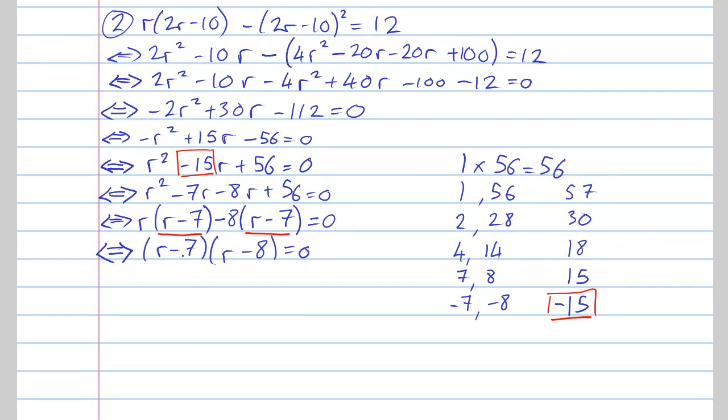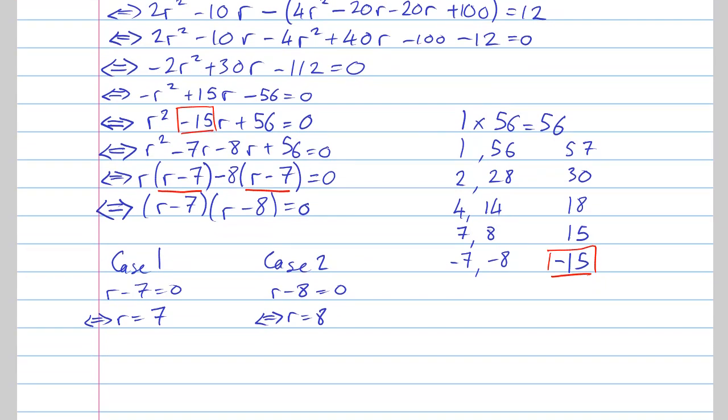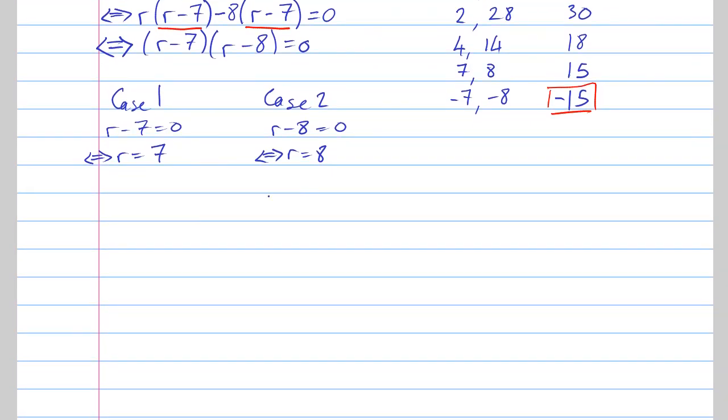So now we have two numbers multiplied together. We have r minus 7 multiplied by r minus 8, and their product is 0. The only way that happens, of course, is if one of those numbers is 0. So we have one case where r minus 7 equals 0, in which case, of course, r must be 7, because only 7 minus 7 will get you 0. And case 2 is where r minus 8 equals 0, in which case, of course, r must be 8. So that's half the question done.